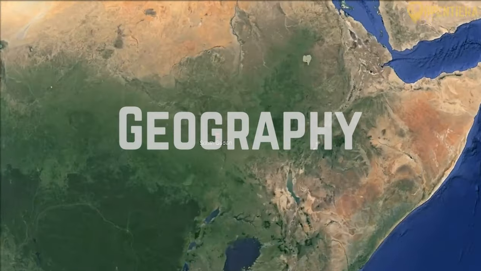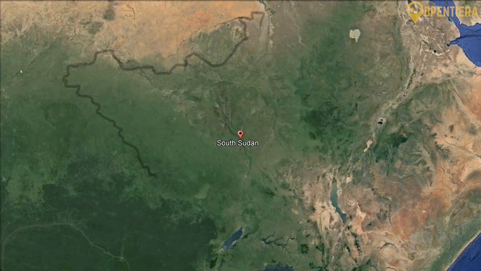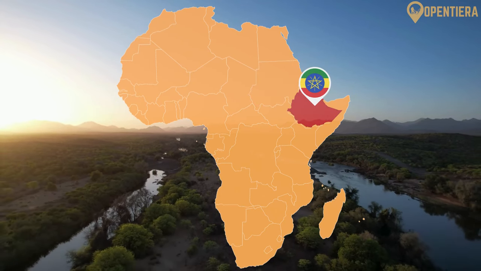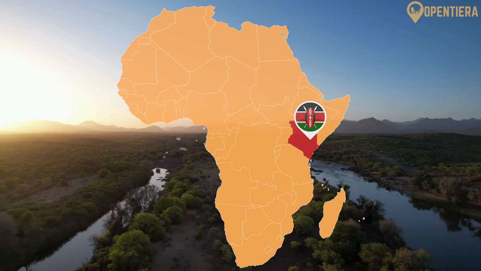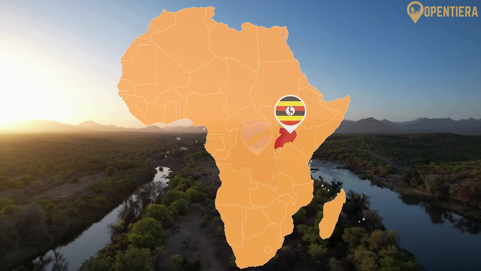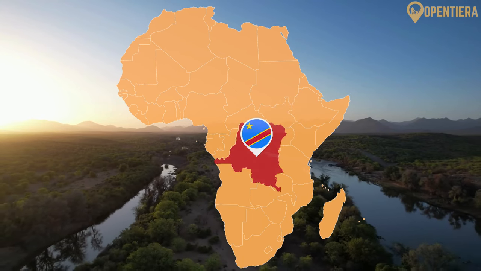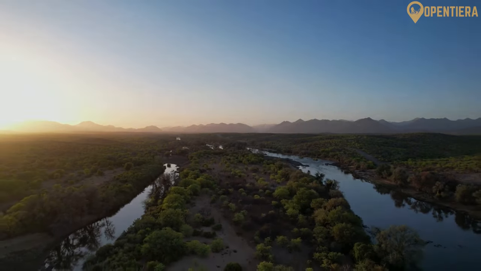South Sudan is a landlocked country located in northeastern Africa. It is bordered by Sudan to the north, Ethiopia to the east, Kenya to the southeast, Uganda to the south, the Democratic Republic of the Congo to the southwest, and the Central African Republic to the west.